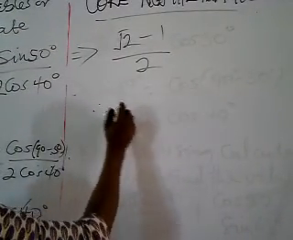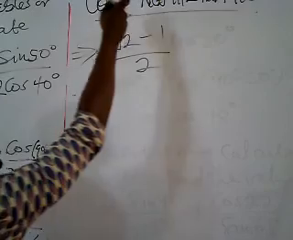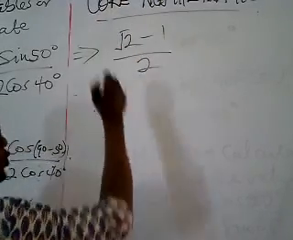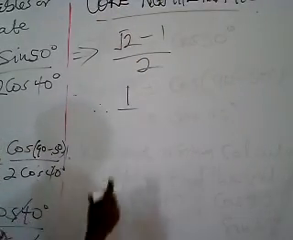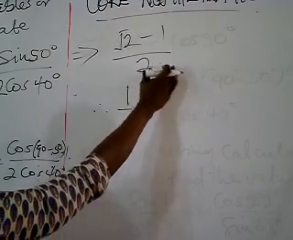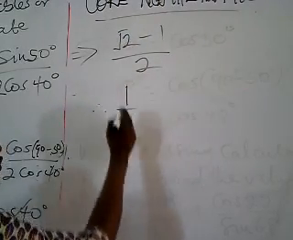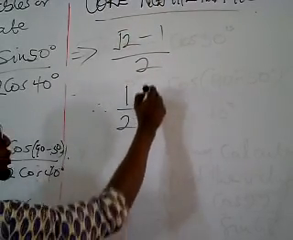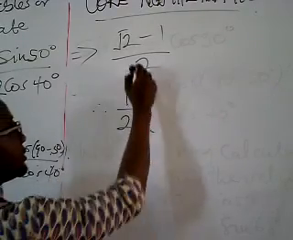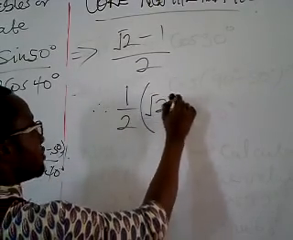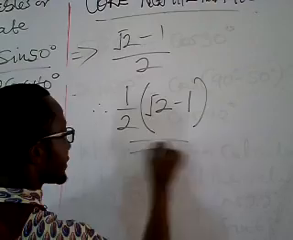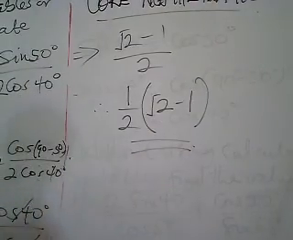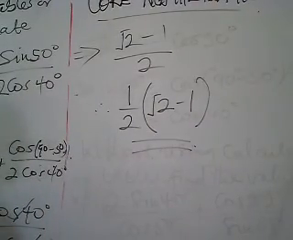And therefore, the coefficient of the square root of 2 minus 1 is 1. So you factor 1 out. Then the coefficient of the denominator 2 is 2. So you factor the 2 out. Open brackets, square root of 2 minus 1. This is our final answer for the second example.